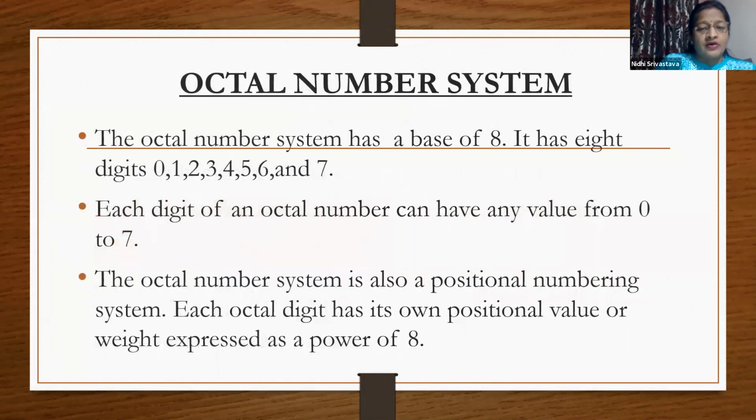Next, number 3, octal number system. The octal number system has a base of 8. It has 8 digits, that is 0, 1, 2, 3, 4, 5, 6 and 7. Each digit of an octal number can have any value from 0 to 7. The octal number system is also a positional numbering system. Each octal digit has its own positional value or weight expressed as a power of 8.